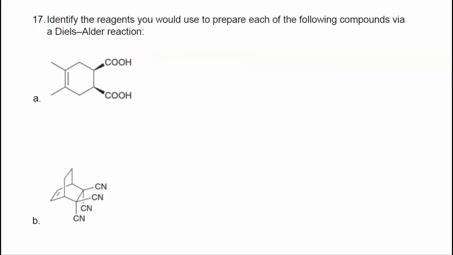So you have to identify reagents you would use to prepare each of these via a Diels-Alder. So this is the Diels-Alder product. So we want to find out what diene and dienophile were used to make this product. If you remember, the Diels-Alder product is a cyclohexene, which we have. You form 2 sigma bonds and 2 pi bonds in the process. So all we're doing is drawing the same arrows, but we're going to draw them backwards.